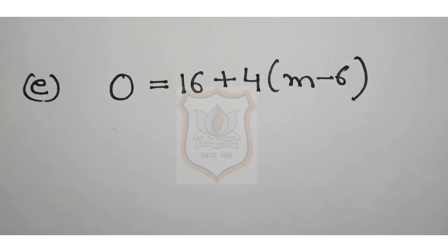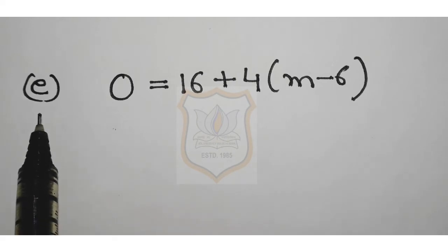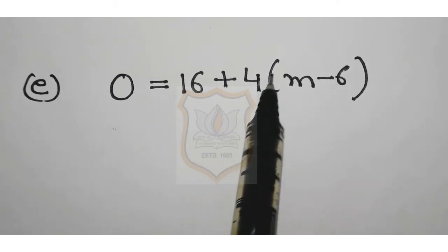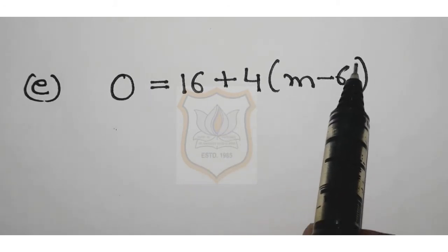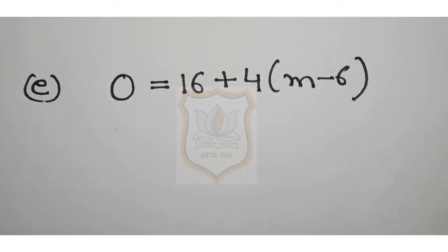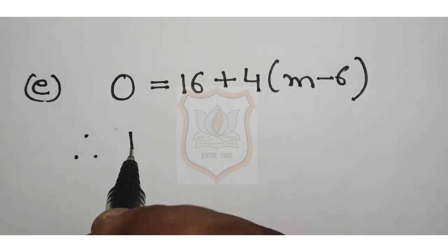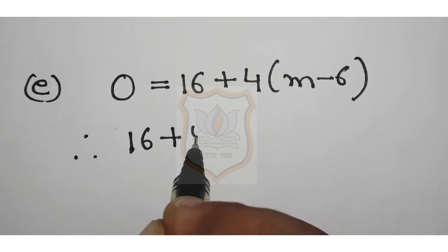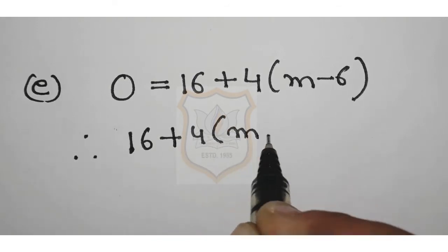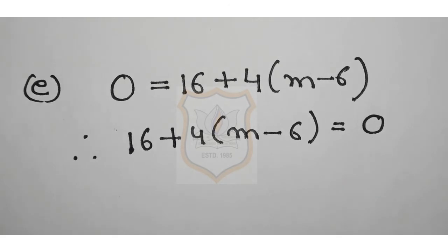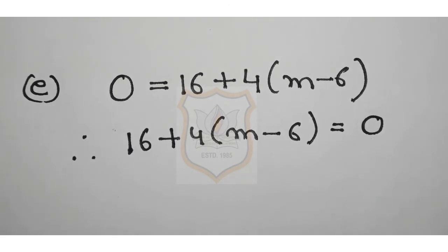Now, students, we will solve E part of question number 3, and that is 0 is equal to 16 plus 4 bracket m minus 6 bracket close. Students, we can write this equation like this also. Therefore, 16 plus 4 m minus 6 is equal to 0. To make this equation easy for you to solve.